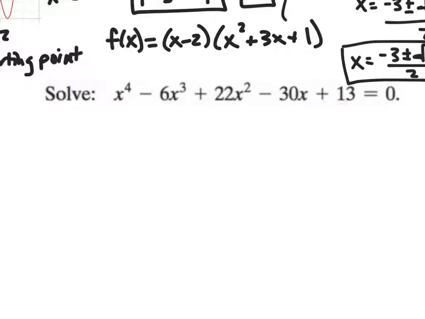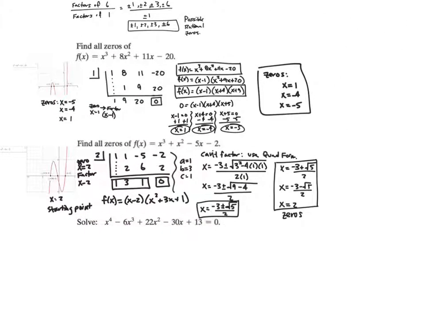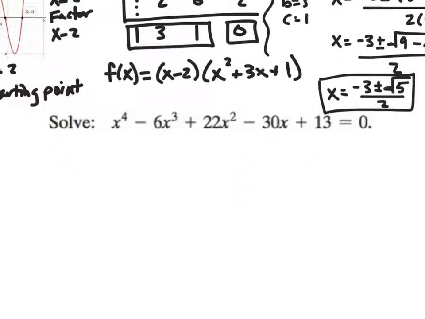First things first, I want you to notice what we had here. When I had an x cubed, notice how we had 3 zeros. Same thing with this one, I had x cubed here and I had 3 zeros. I'm going to have 4 zeros on this one. My largest exponent tells me how many solutions I'm going to have. Because this is x to the fourth, that's going to give me 4 zeros.